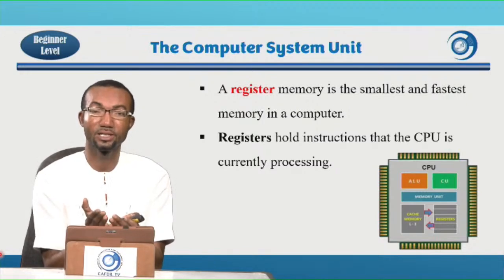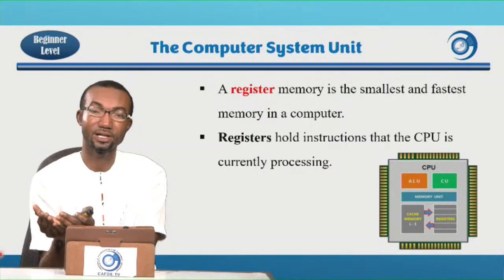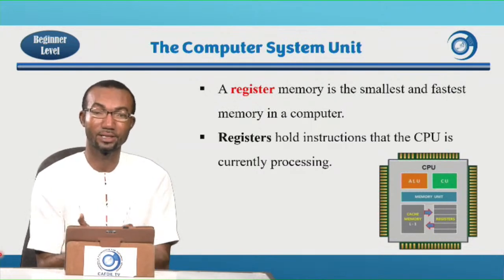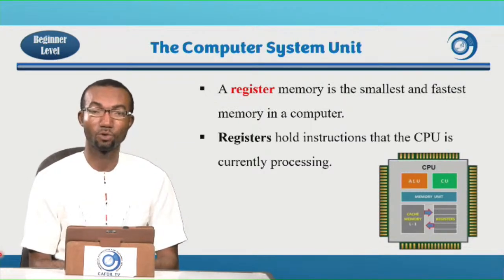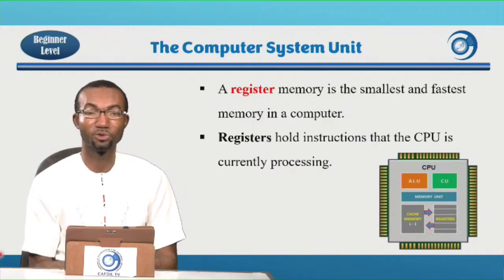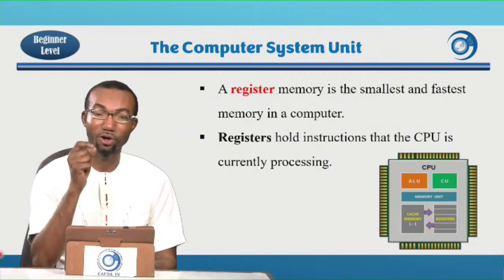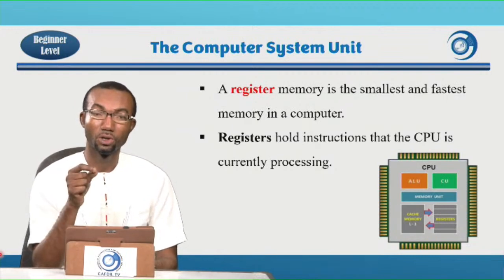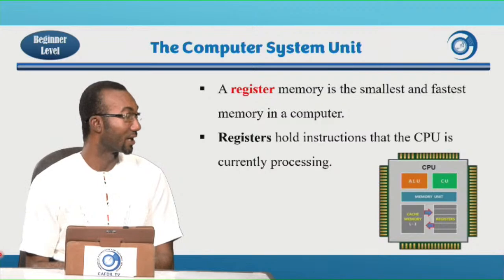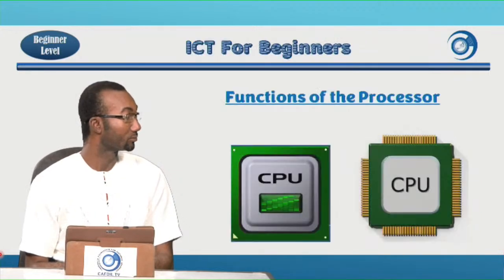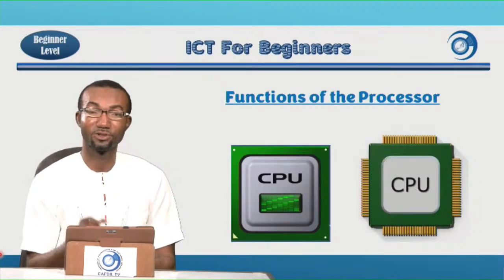So immediately the processing is done, the register will hand it over to the cache, and the cache will also hand it over to the RAM, and then it will go to the hard disk or the pen drive or the memory card. So that is the work of these two memories found in the central processing unit. Now let's go to the functions of the processor.